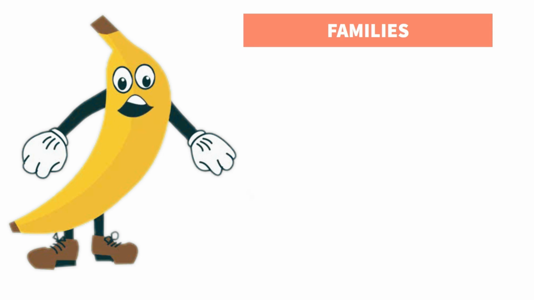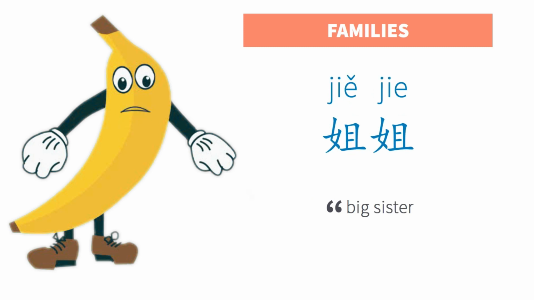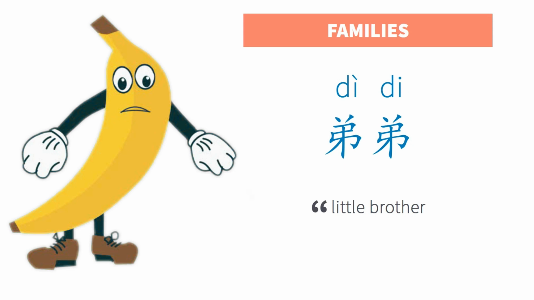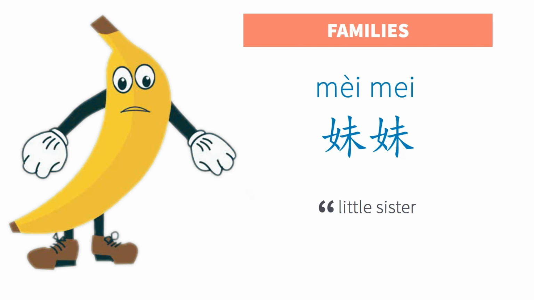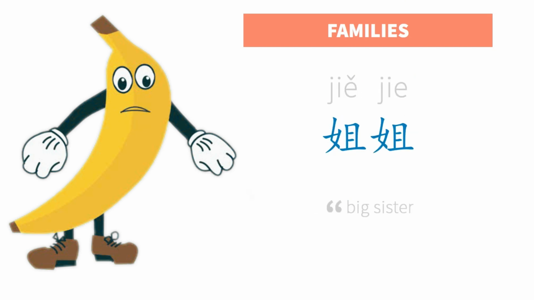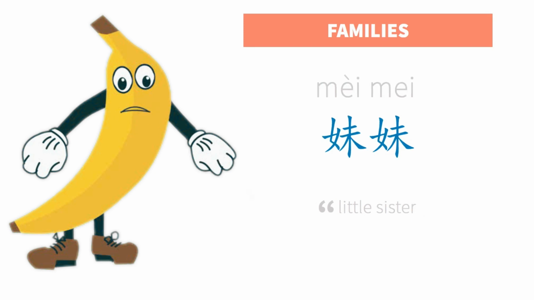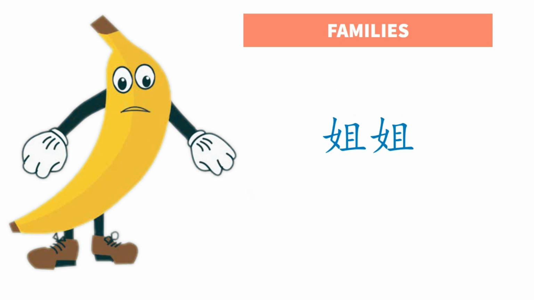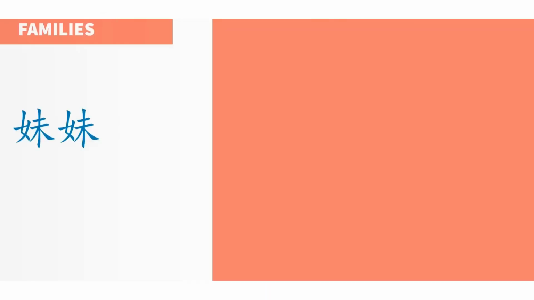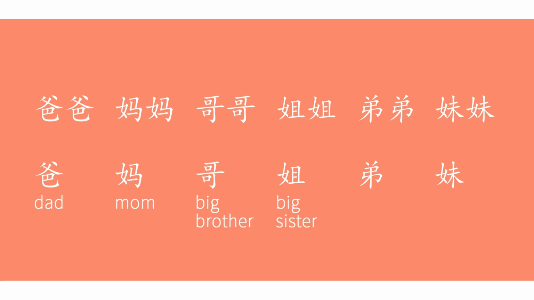So the words are 哥哥、姐姐、弟弟、妹妹。Did you notice that all family member words are made of the same character twice? 爸、妈、哥、姐、弟、妹 as single characters already carry the meaning of dad, mom, big brother, big sister, etc.